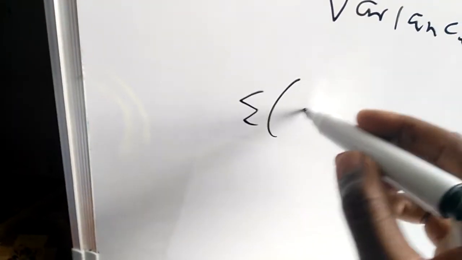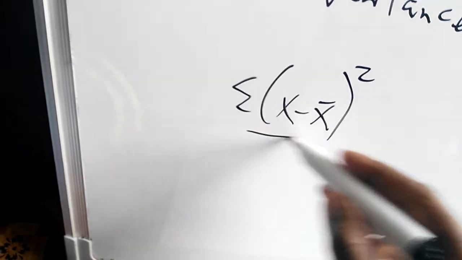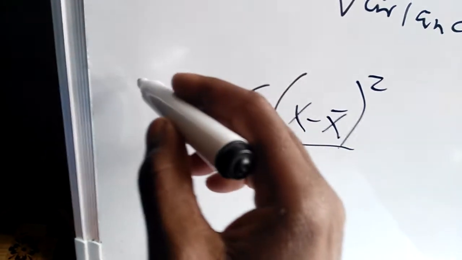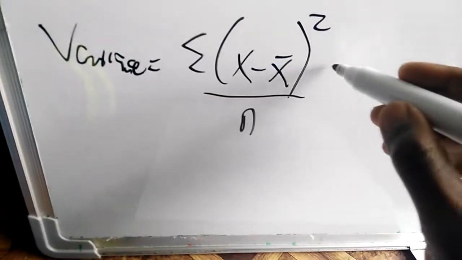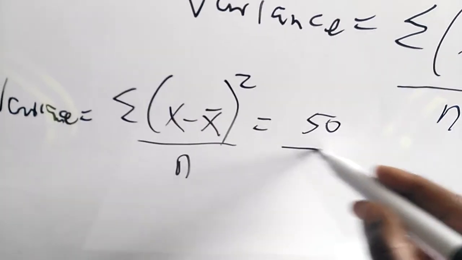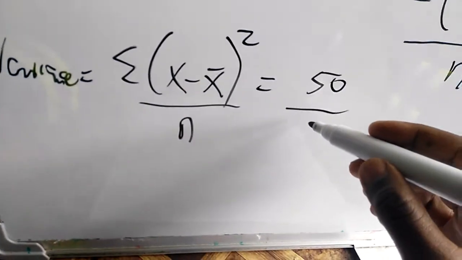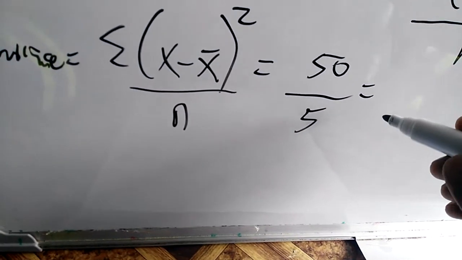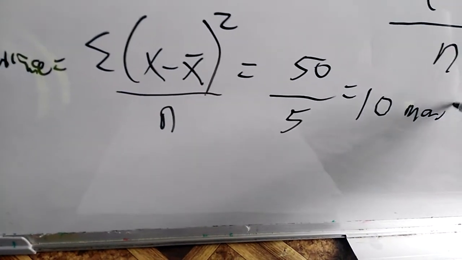Going by the formula, we have now the summation of every mark, take away mean squared, divided by their number. This will give us the variance. And so we have the sum as 50. We will divide by how many of these, the numbers are how many? 5. Therefore, our variance is 10 marks.